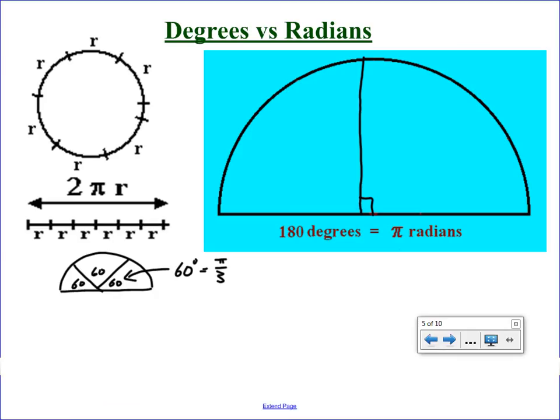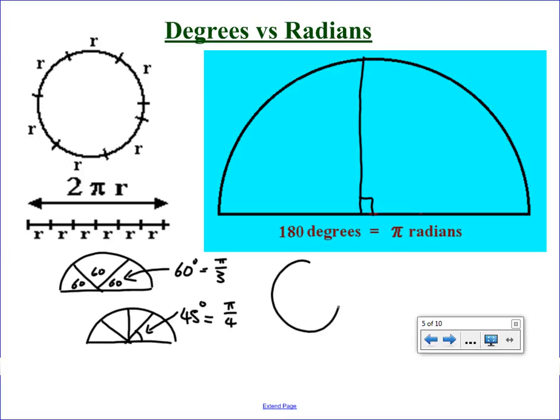What would 45 degrees be? Well, if that's pi and half of it would be half pi, then a quarter would be pi by 4. Yeah. So this is 45 degrees, which is pi by 4 radians.